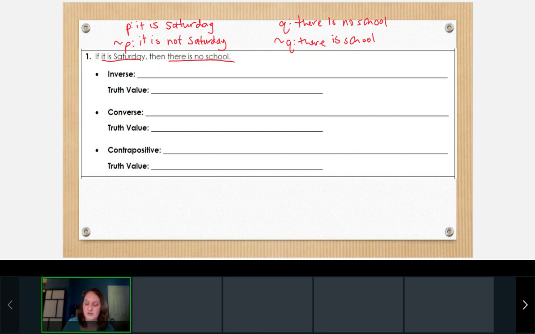When you're starting to do this, I highly recommend writing the symbols off to the side for each one. So we know the inverse is not P, then not Q. The converse is Q, then P. And the contrapositive is not Q, then not P.